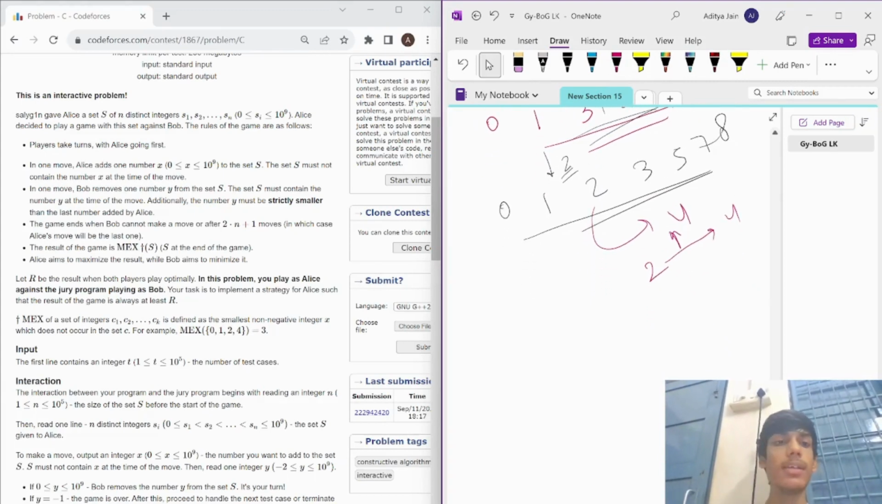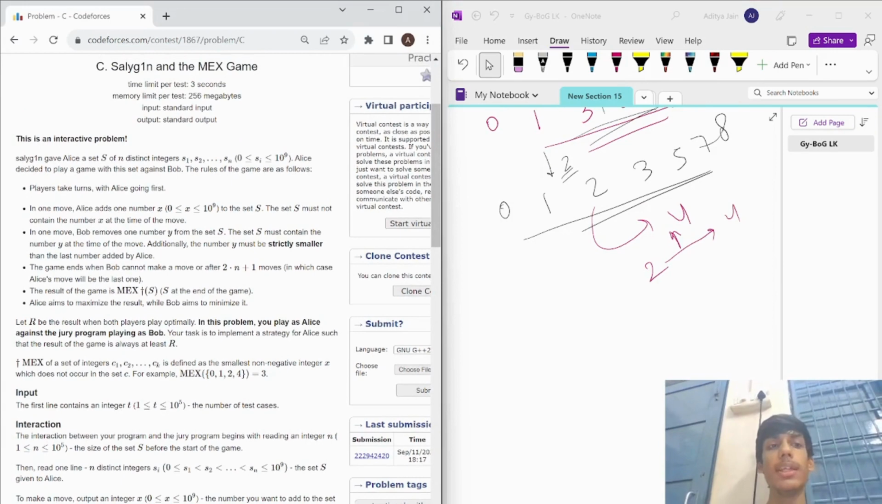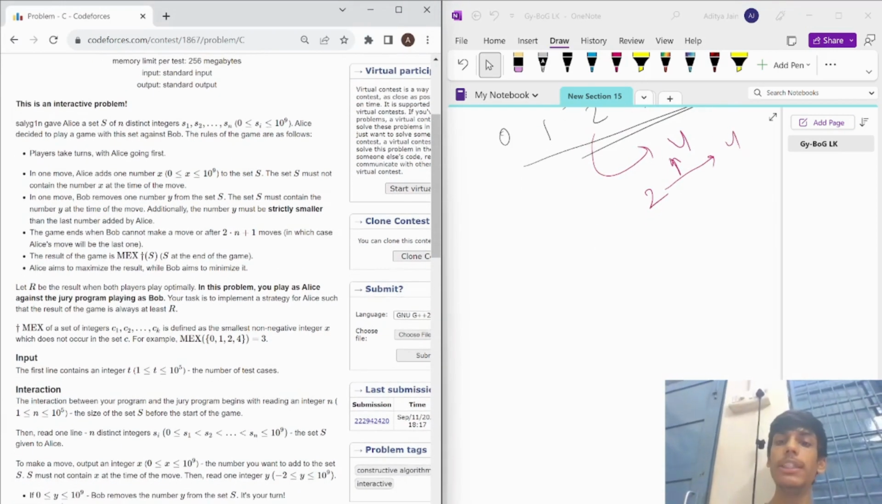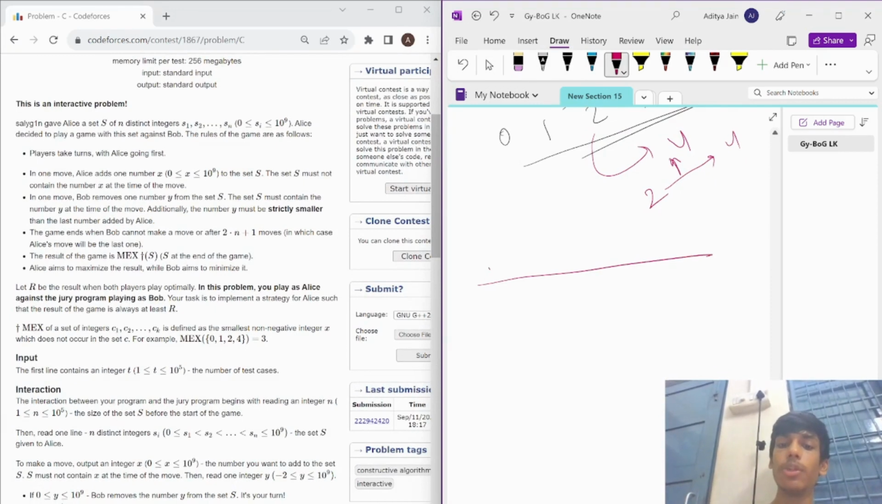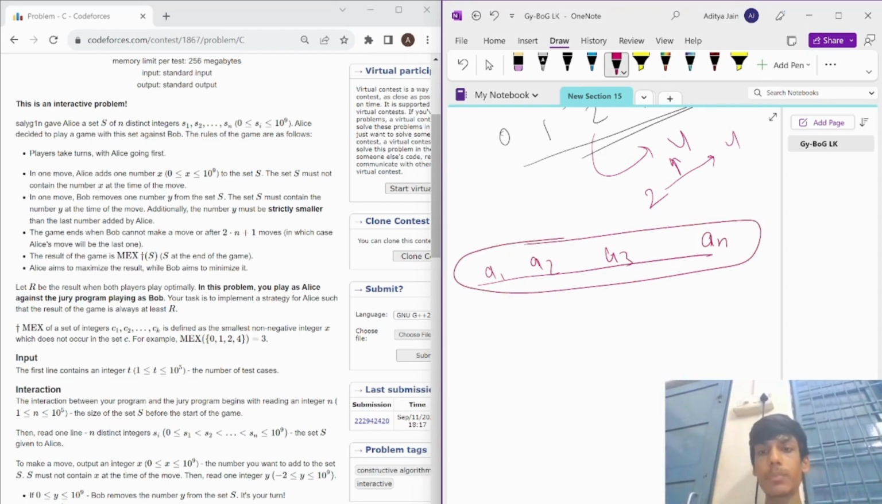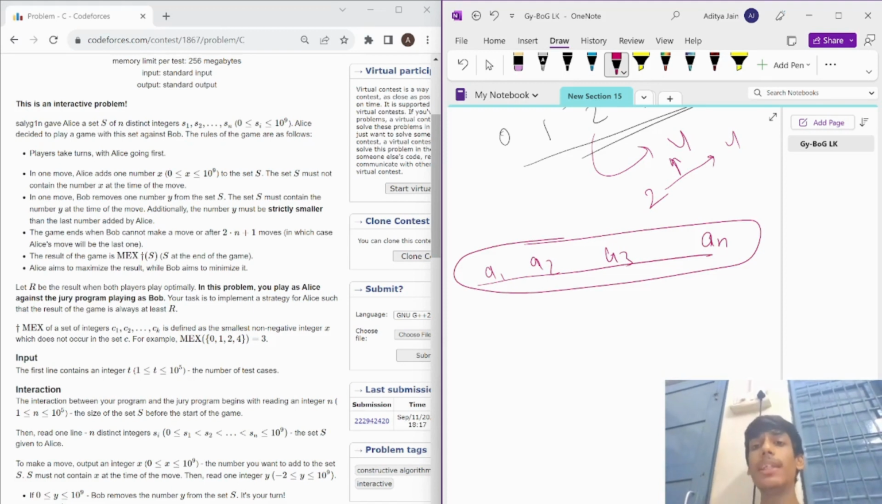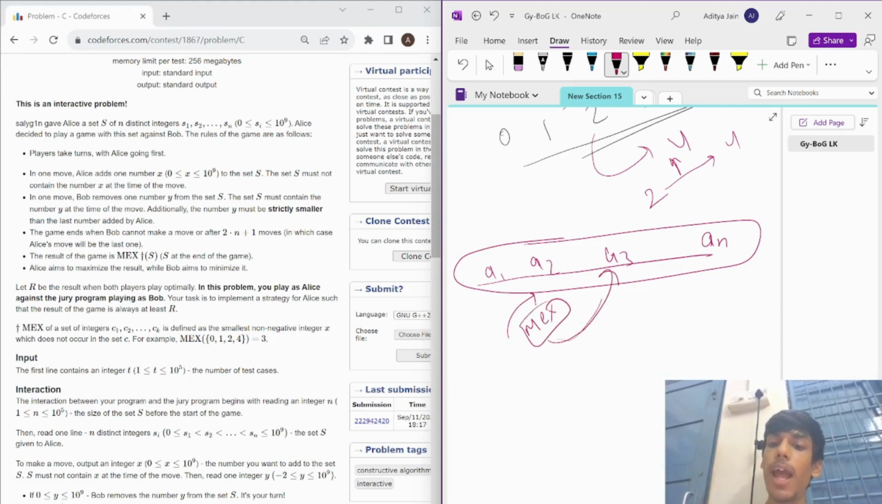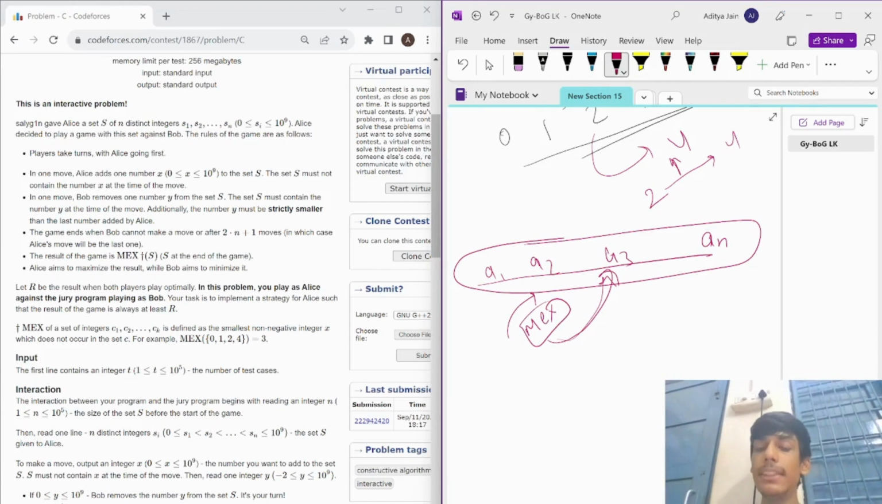So this was mostly about the C problem. What we have to do is, for the initial array, suppose we have an array A1, A2, A3 up to AN. We'll find the max of this array. Now, since we want to increase the max, in the first step Alice will add the max to this array. Whatever was the max of this array, Alice will add that max to this array so that the max increases.